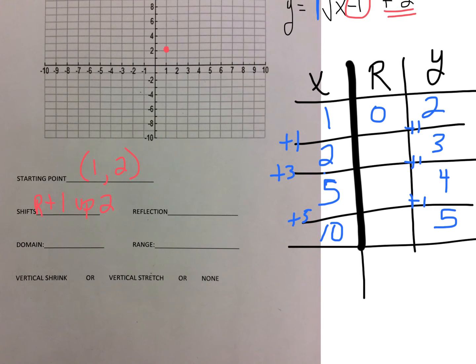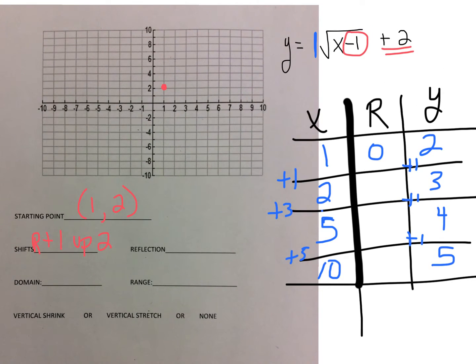Okay, so let's zoom in a little bit here. I'm going to pick a point and make my point just a little bit bigger. I'm going to plot the point 2, 3. Over 2, up 3. Then we're going to have the coordinate 5, 4. Over 5, up 4. Then we're going to go to 10 and 5. Okay. And let's connect our dots. It's going to look something like that.